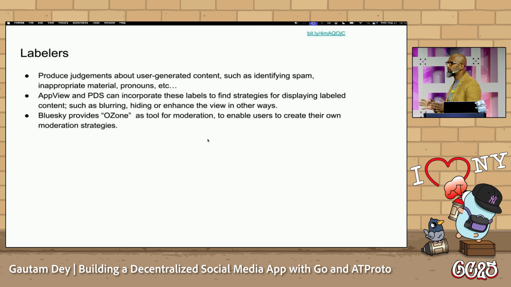Blue Sky does provide a tool called Ozone that you can use to write your own rules for labeling so that you can create your own moderation. And again, if you're writing an app view on there, you're welcome to make use of these if it makes sense for the app that you're building.